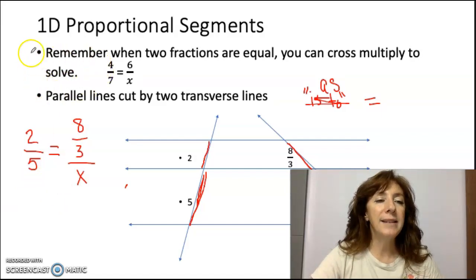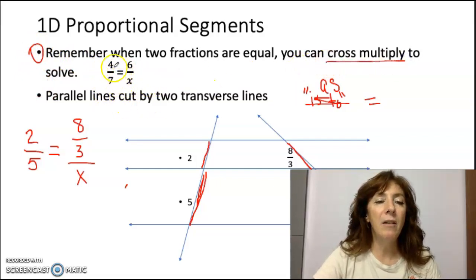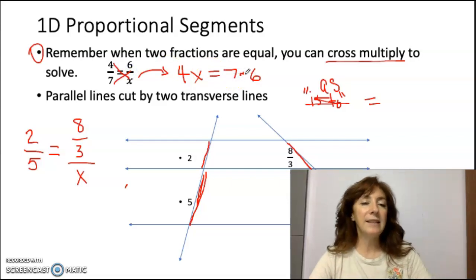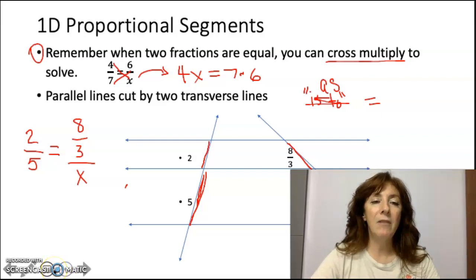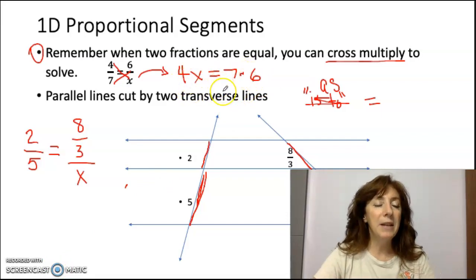Now remember, I skipped this part, but when you have two fractions that are equal, all you have to do is cross multiply to solve. For this one, I can change this fractional equation and multiply across the equal sign. 4 times x equals 7 times 6. And when I do that, I can solve the equation without worrying about fractions. 7 times 6 is 42. I would divide by 4, and then I would know what x is.